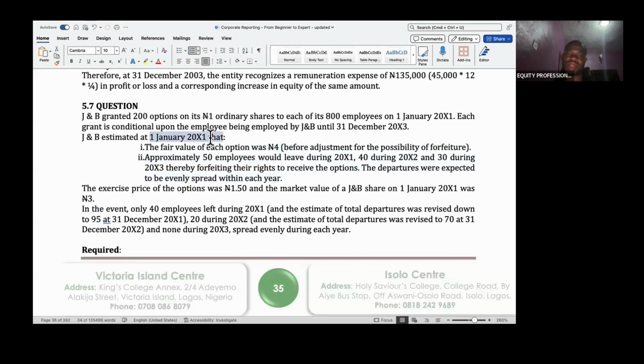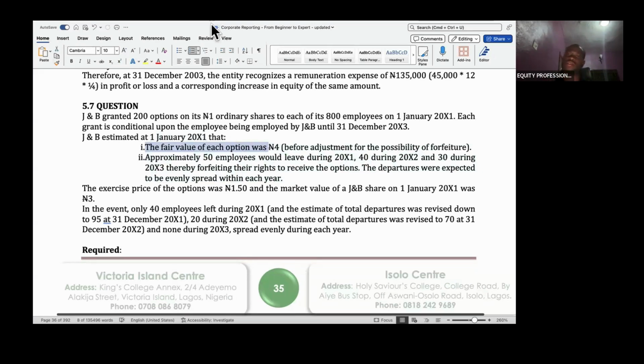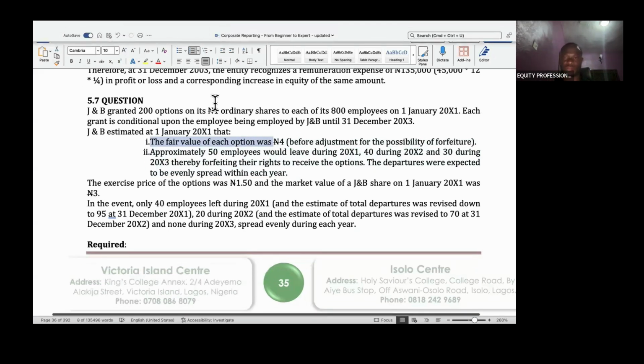Those estimates are made at the end of the year, not at the beginning, except if the question tells you that at the end of the year, this is what we are using to support our estimate at the beginning. That's the only instance where we might come back to this. But as far as these two points are concerned, it's only point 1, the fair value of each option, that is relevant here.